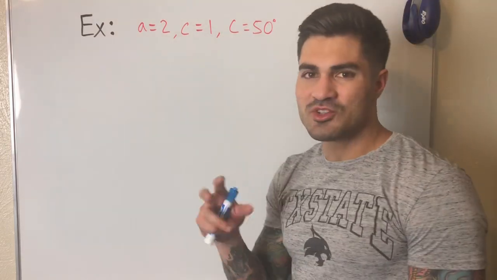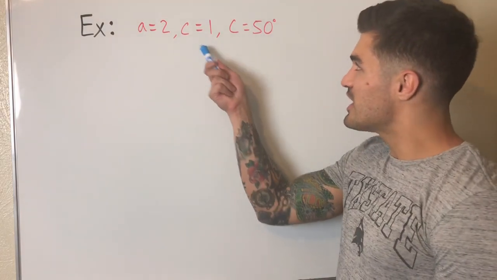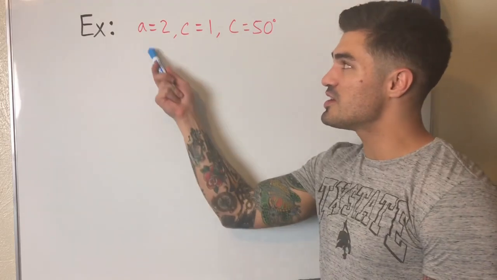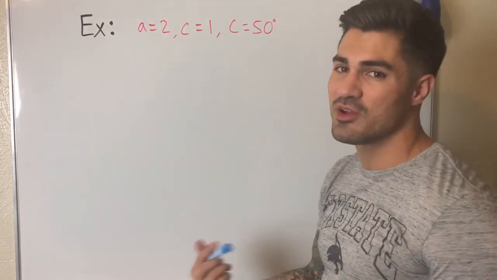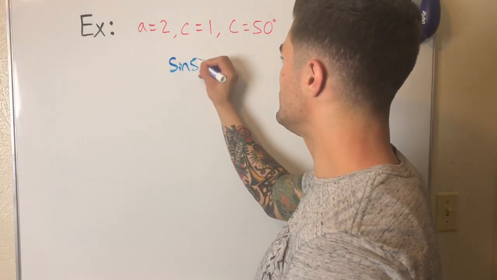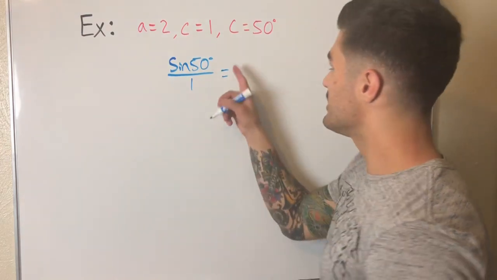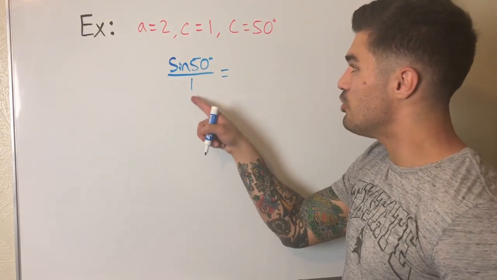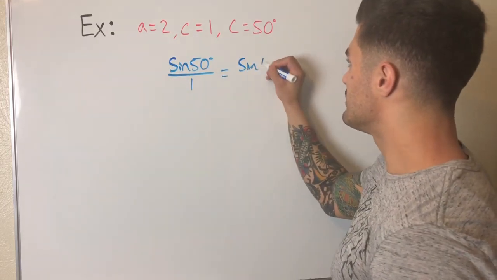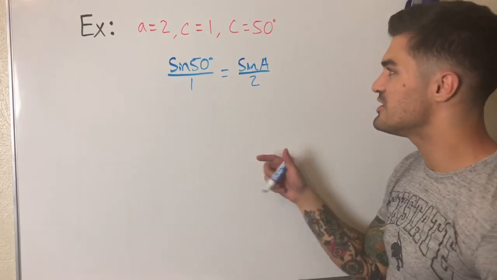So what I mean by doing some investigating is we just jump straight into the law of sines, right? I have side C and angle C, so I can compare side C and angle C to side A and angle A. So basically I'm going to solve for angle A. So I have sine of 50 degrees over 1 equals, that's sine of C over side C, equals sine of angle A over 2. So I'm just using the law of sines here.